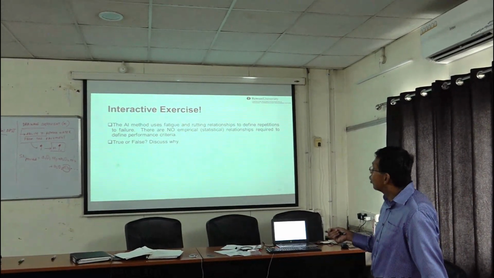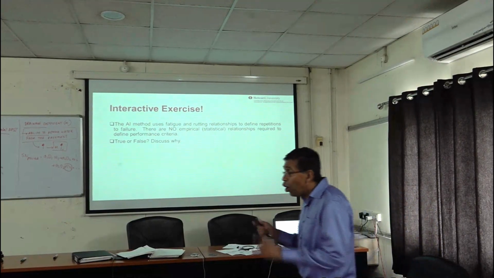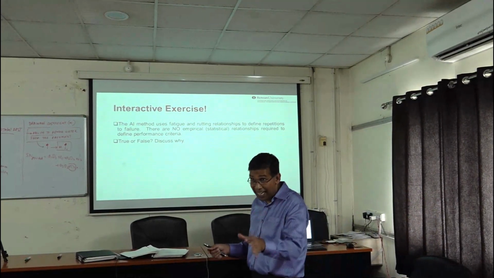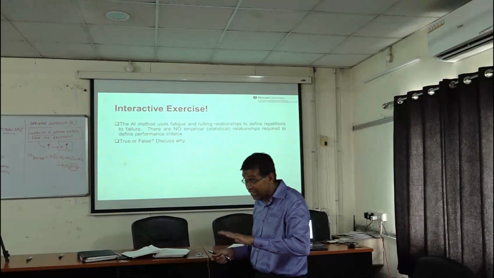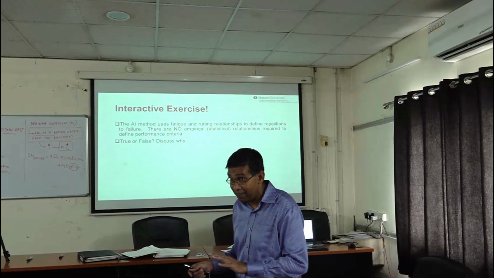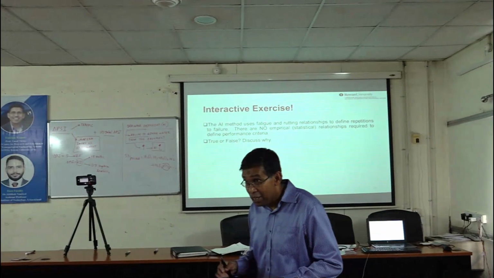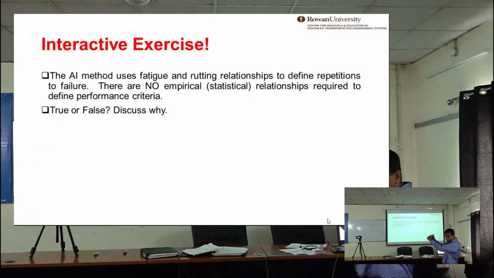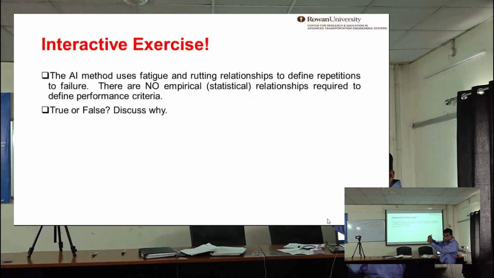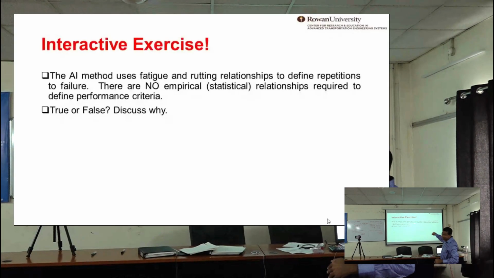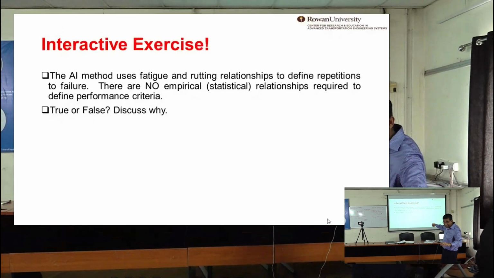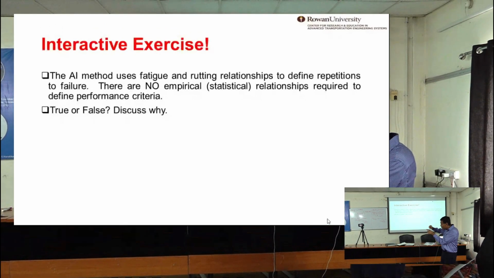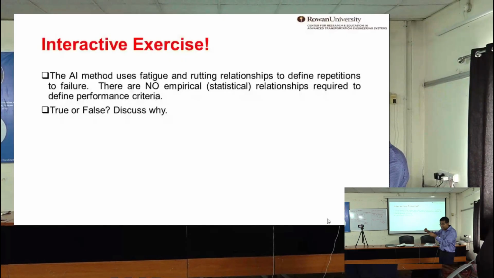So yes, there is empirical. It's not purely mechanistic. It is a mechanistic empirical design. You cannot escape statistical relationship. So NF of field, right? Remember, I shifted the curve up or down from NF of field, lab to field. That is the statistical piece. I made the leap of faith because there is no way I could have gotten tracking.